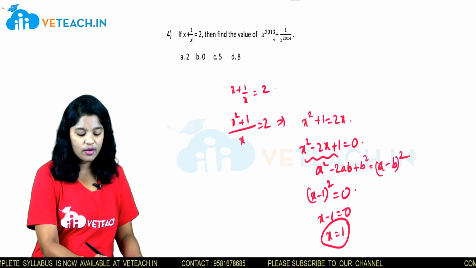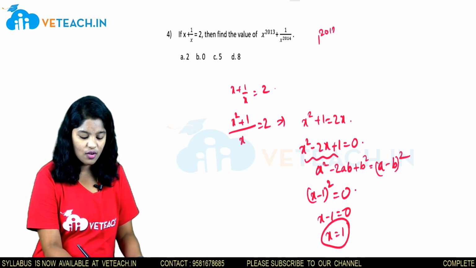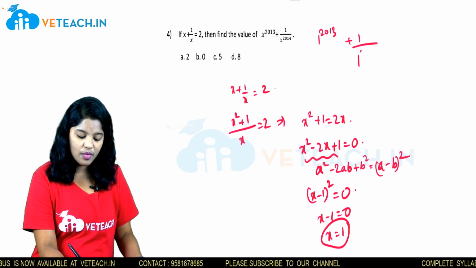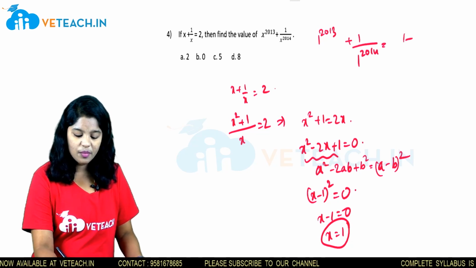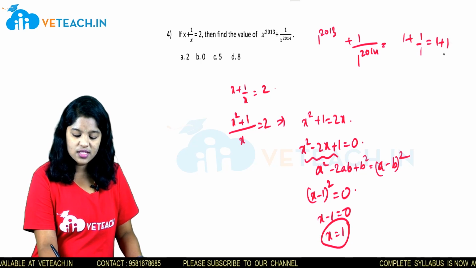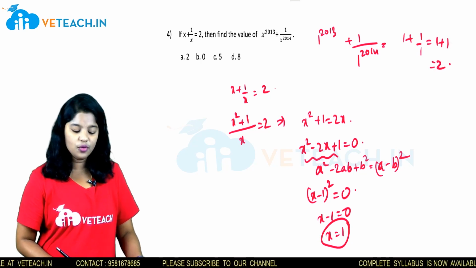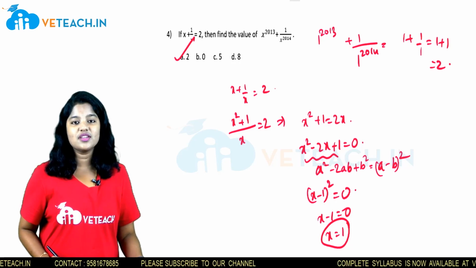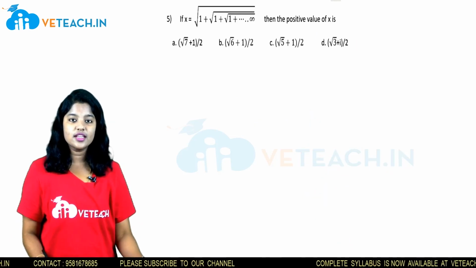Now x value is 1. 1 power anything is 1 only, plus 1 power 2014. So 1 power anything is 1. So the answer is 1 plus 1 equals 2. So option A, 2, is our correct answer. So see the next question.